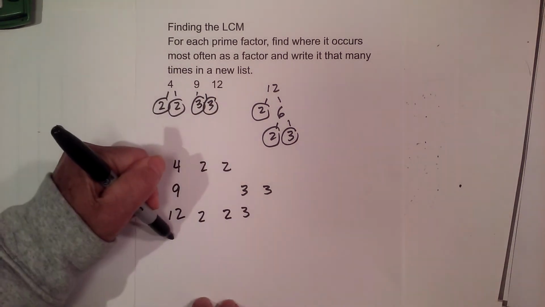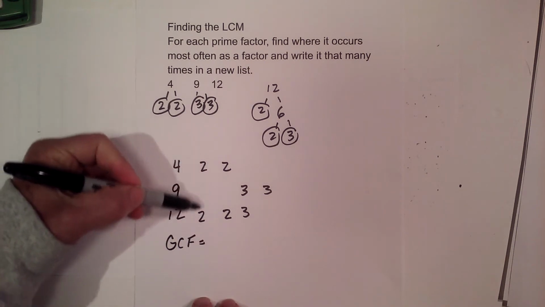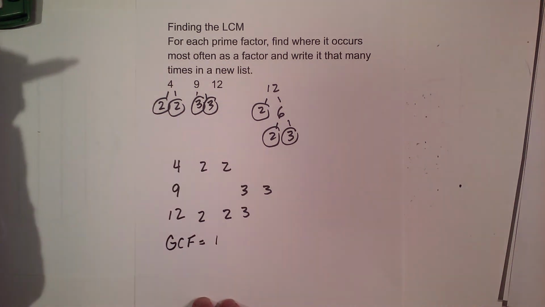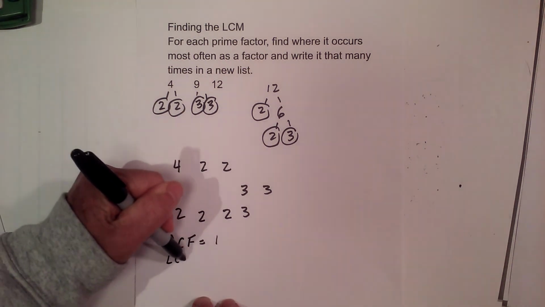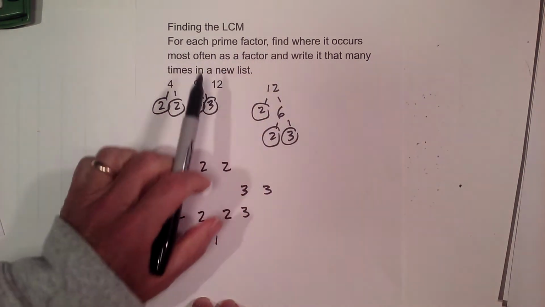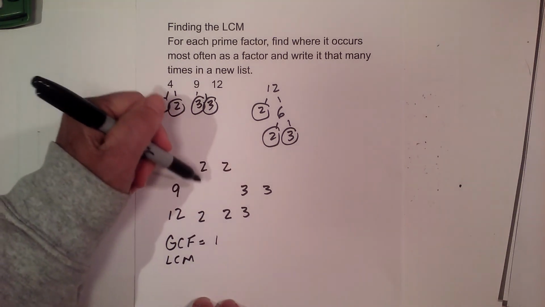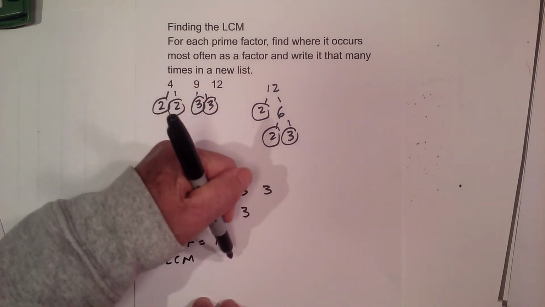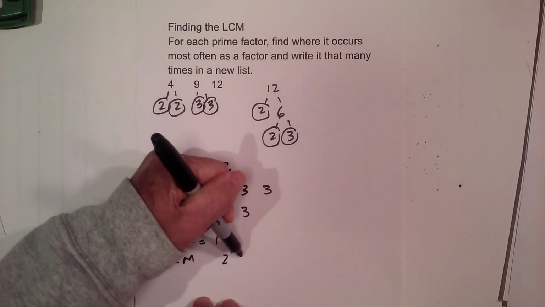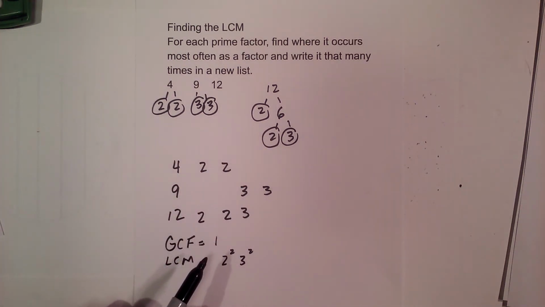So now for the GCF, I can already tell I have nothing. I have no prime number in all 3 of the numbers I'm looking for. So it becomes a 1. Now for the LCM, let's use this rule: prime factor where it occurs most often, write it that many times. So it looks like 2 squared is the largest. So I'm going to write 2 squared. Then it looks like 3 is squared. And it looks like I do not have any more prime numbers.